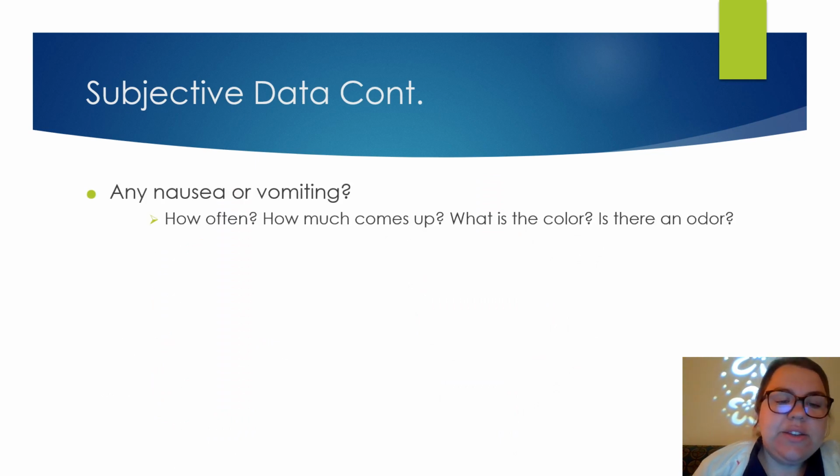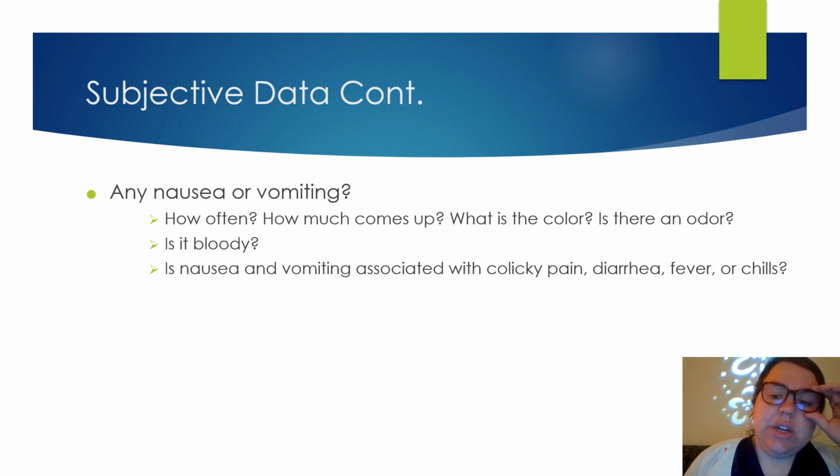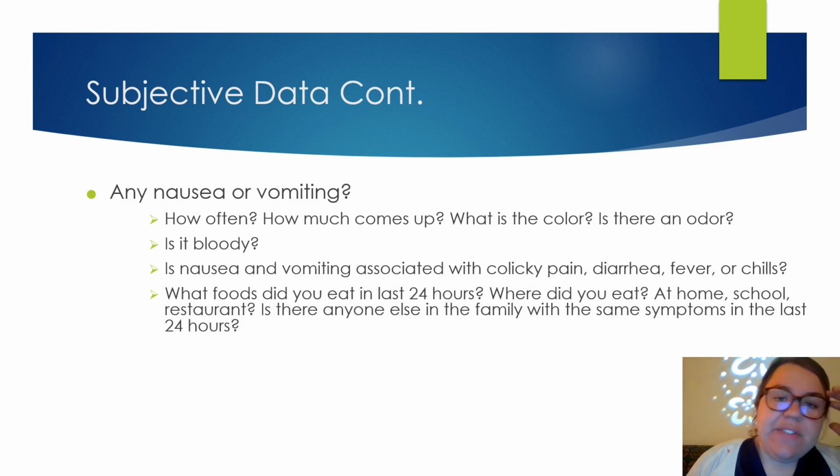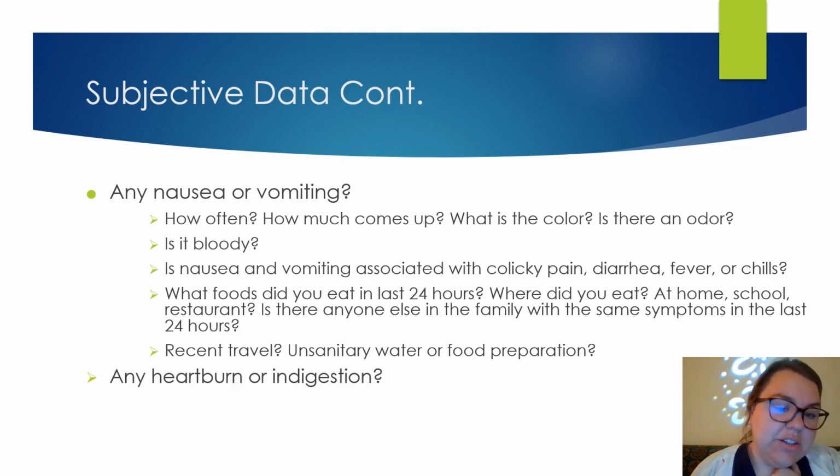So again, for the nausea and vomiting, how often, what comes up, how much, what's the color, is there an odor, is it bloody, is there any blood in their vomit at all? Is it associated with any colicky pain, diarrhea, fever, chills? What food have they eaten in the last 24 hours? Where did you eat? At home, school, restaurant? Did you prepare the food? How did you prepare the food? Is there anyone else at home sick? Have they had any recent travels? So unsanitary water, any food preparation concerns?